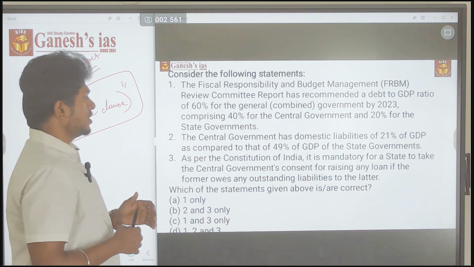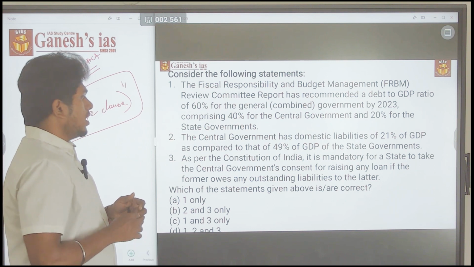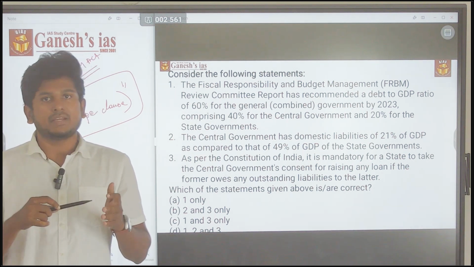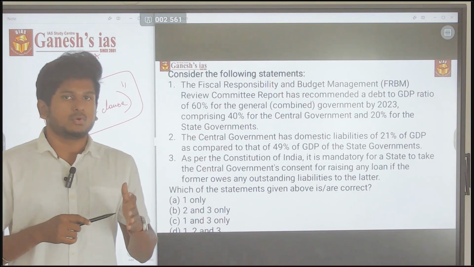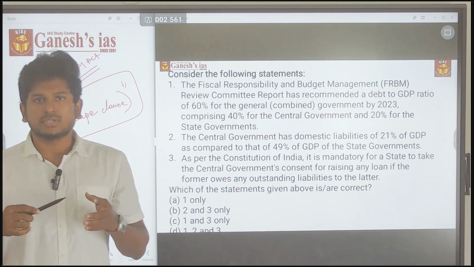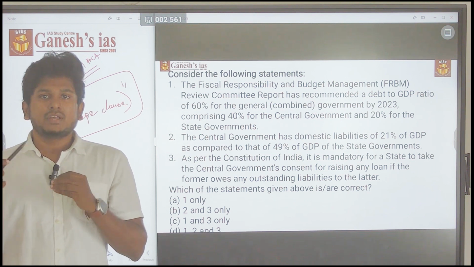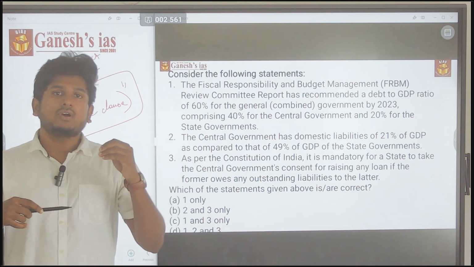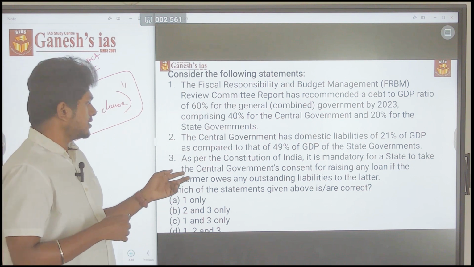As per the Constitution of India, it is mandatory for the state to take the central government's consent for raising any loan if the former owes any outstanding liability to the latter. Yes, the state government has already made certain borrowings, so how will they go for another borrowing without the central government's consent? These are logical questions. If the state government continuously takes on debt, it will end in bankruptcy of the state government, and that will affect the nation and the central government. So you can think logically, and the third statement is right.